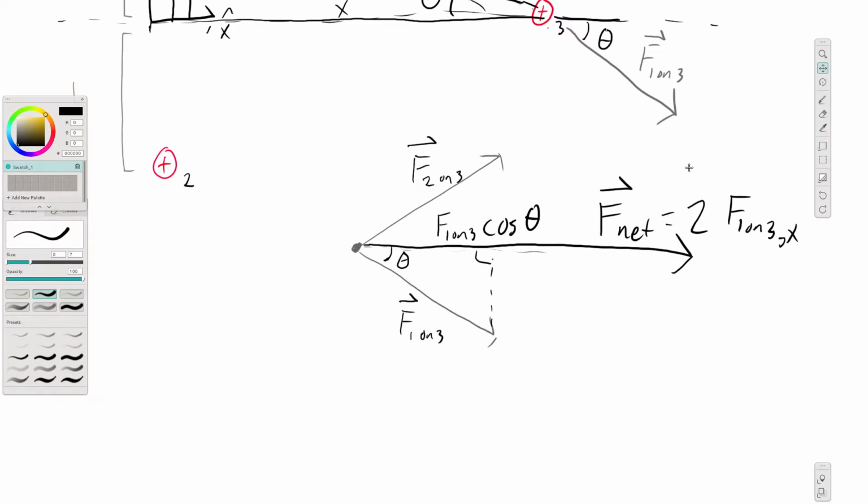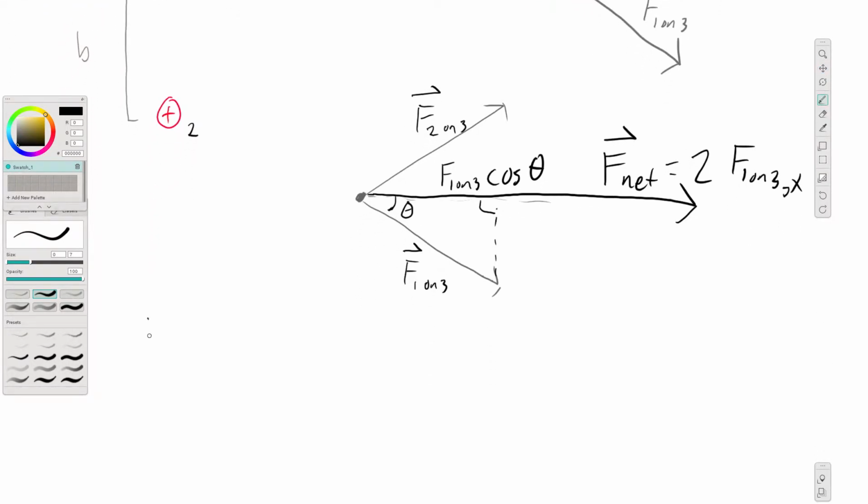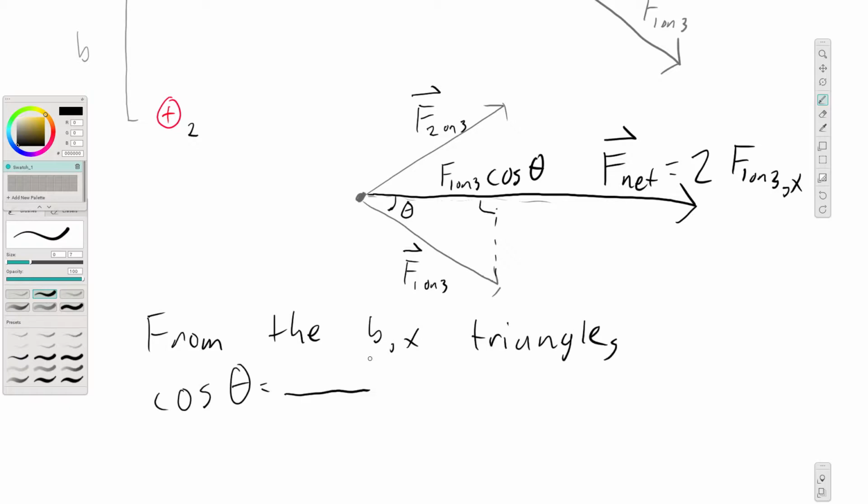Moving down here to avoid clutter. From the b comma x triangle, we know that cosine of theta is going to be equal to the adjacent side, which is x, divided by the square root of b squared plus x squared.